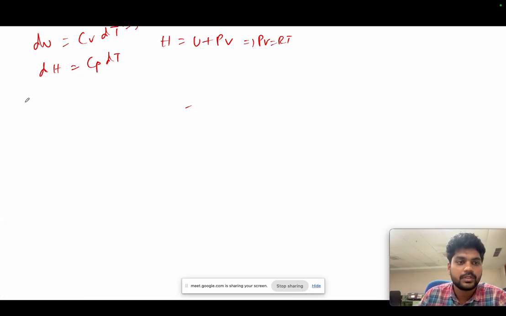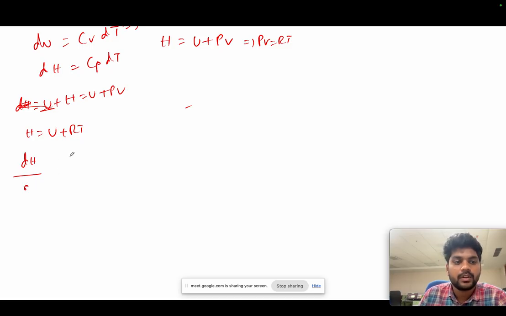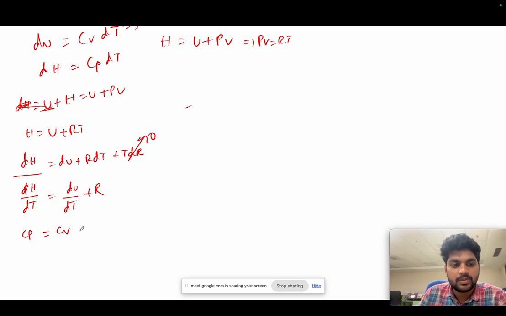So we have this equation. Now H equal to U plus PV, H equal to U plus RT. Now dH equal to du plus R dT plus T dR. This is constant, so it will be 0. Now if I apply it with respect to the temperature, it will be like this. So this will be Cp equal to Cv plus R.